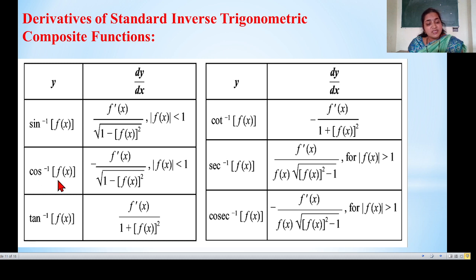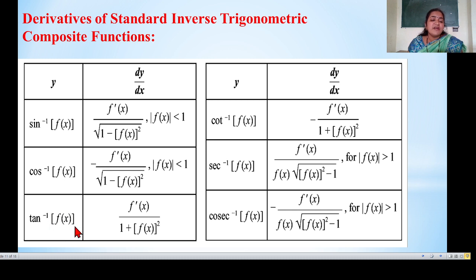Next, cos inverse of f of x. Same, we can use the concept. First find the derivative of this term, and again multiply by the derivative of the inner term. So the answer is minus f dash of x divided by square root of 1 minus f of x raised to the power 2, for mod of f of x less than 1.